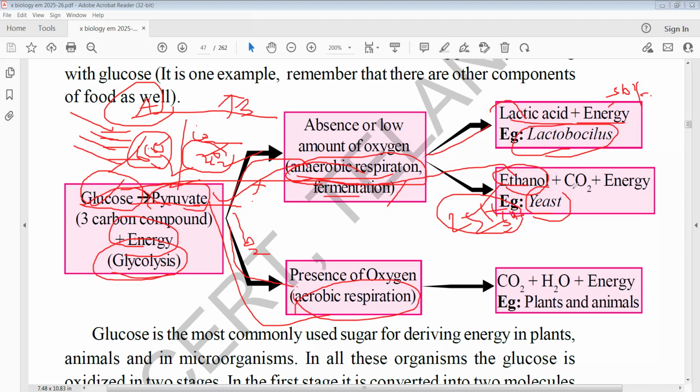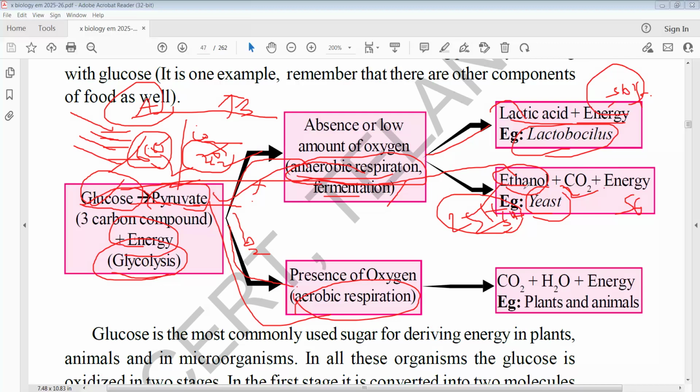So how many carbon dioxide molecules are released? Two molecules, two CO2. And the energy, as I said already, is 56 kilocalories. So this is the anaerobic respiration chemical equation: ethanol, 2C2H5OH, two molecules of CO2 and 56 kilocalories of energy. Like this we should write the chemical equation.